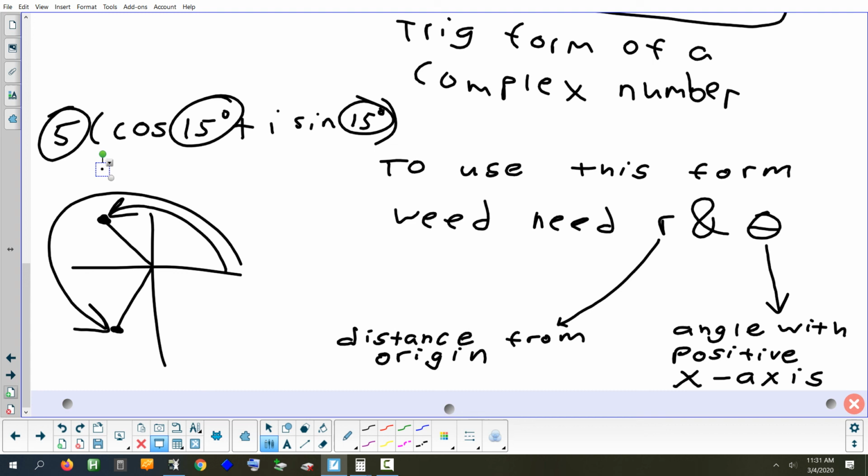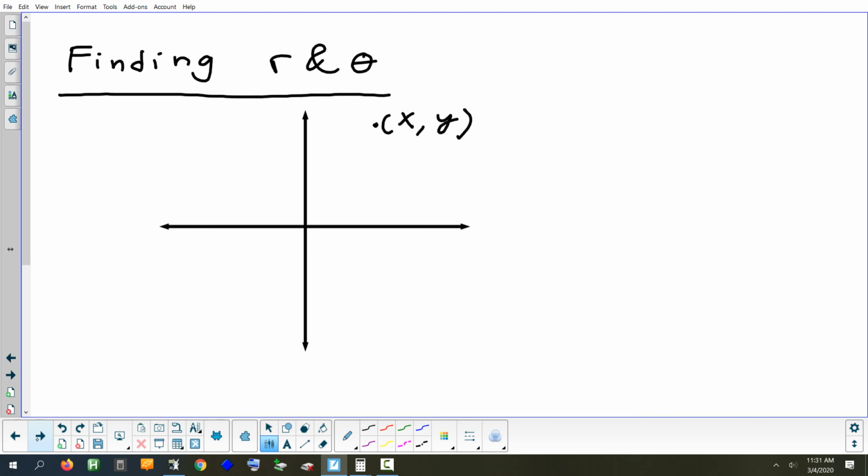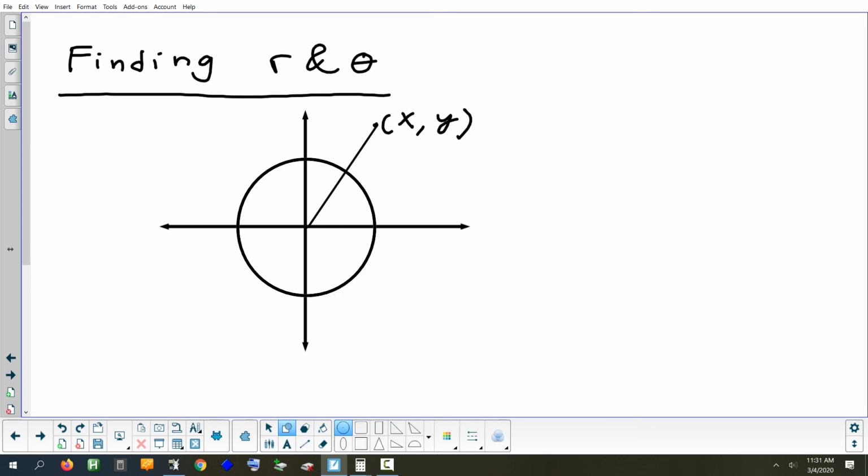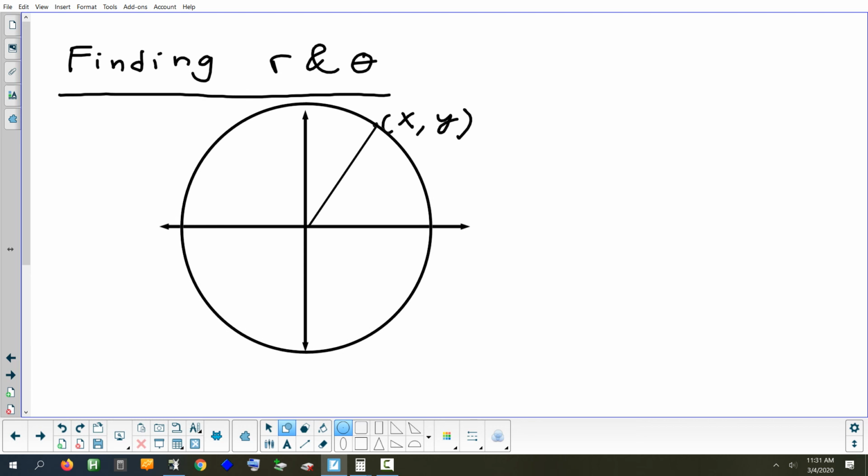So any questions on what the r and the theta stand for? Okay, so how do we get r and theta? Let's start with r. That's r. So I'll give you a point in standard form, which will have an x and a y. You want to think of that point as being on a circle.